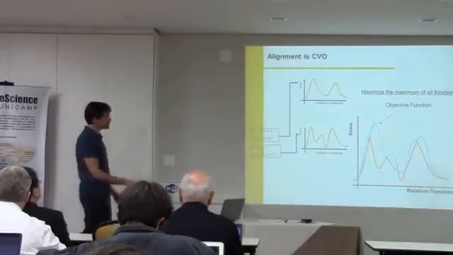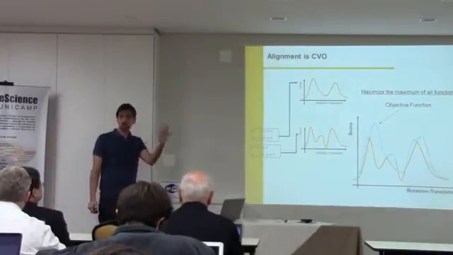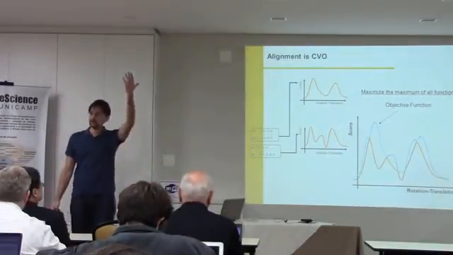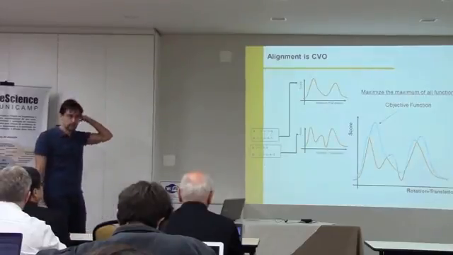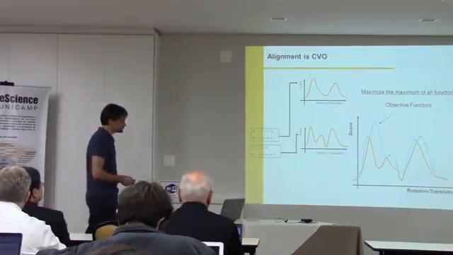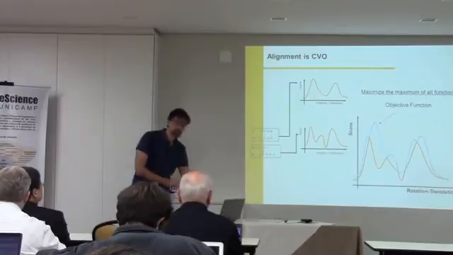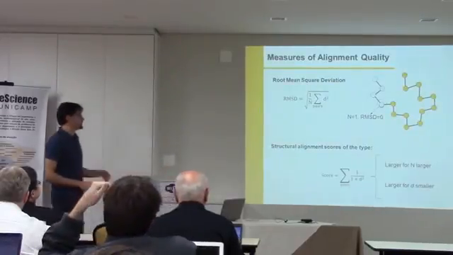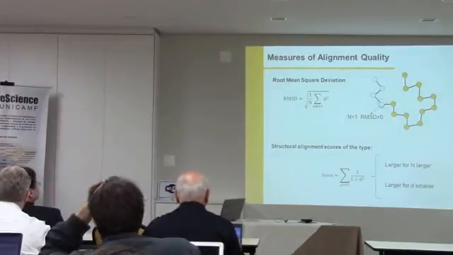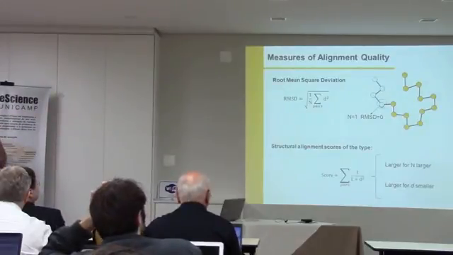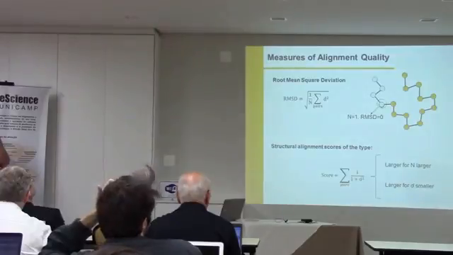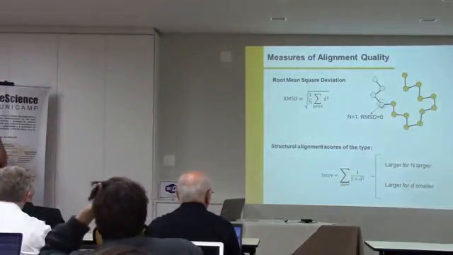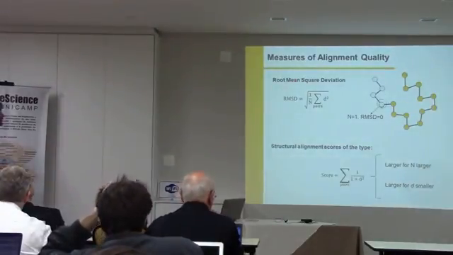We want to obtain which is the correspondence and the movements that maximize the quality of the overlap between the two structures. So this is a concurrent value optimization problem. So in structural alignment, the usual measure of overlap quality that we use is the root mean square deviation.